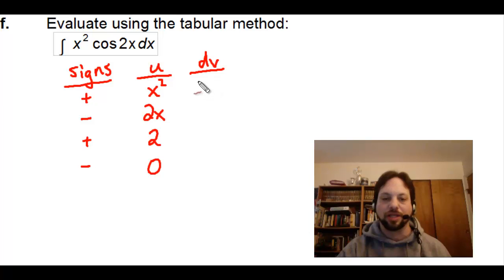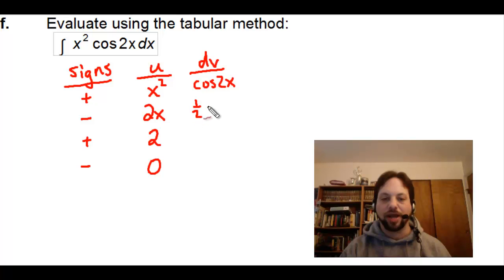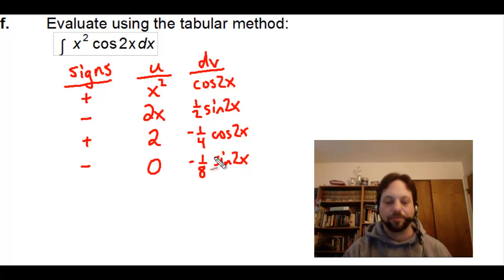Finally, let me go ahead and label my dv. dv is, of course, just going to be the other factor, in this case, cosine of 2x. And all I need to do is keep integrating that cosine of 2x. My first integral of that will be 1/2 sine of 2x. My next one will be negative 1/4 cosine 2x. And I can keep going on this. I will then have negative 1/8 sine 2x. And you can see this is never going to go away.